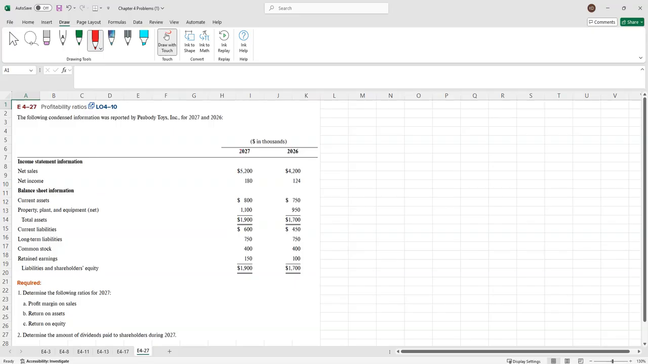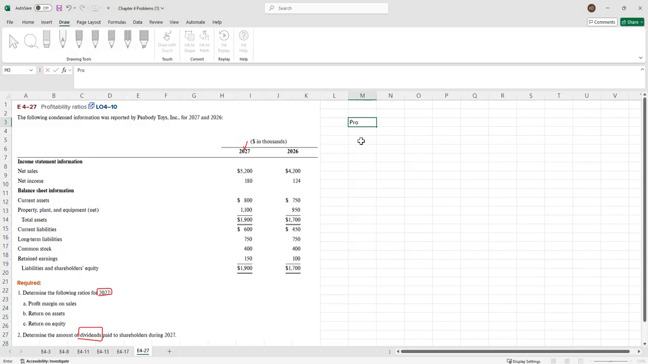We have kind of 2026, 2027. Can you please for 2027, right? So our focus will generally be over here. Compute profit margin on sales, return on assets, return on equity, and then can we figure out the amount of dividends that we have to pay? Okay, so we will do these one at a time.